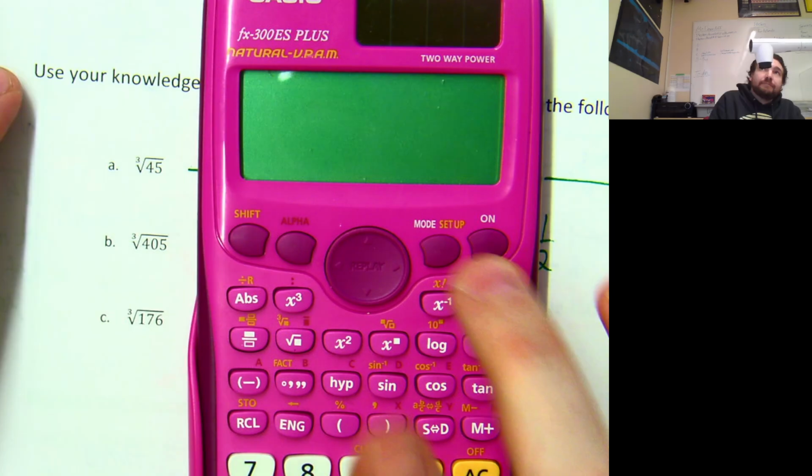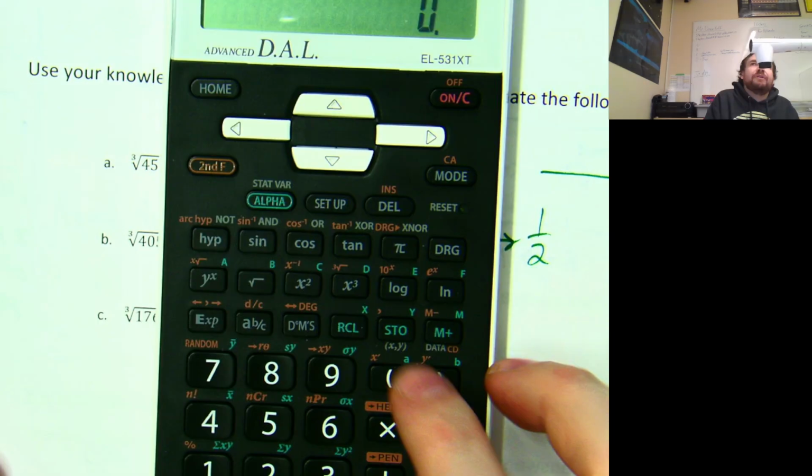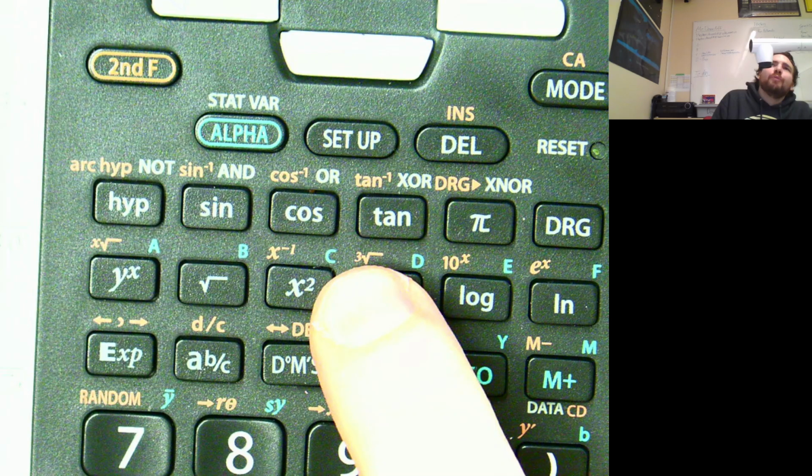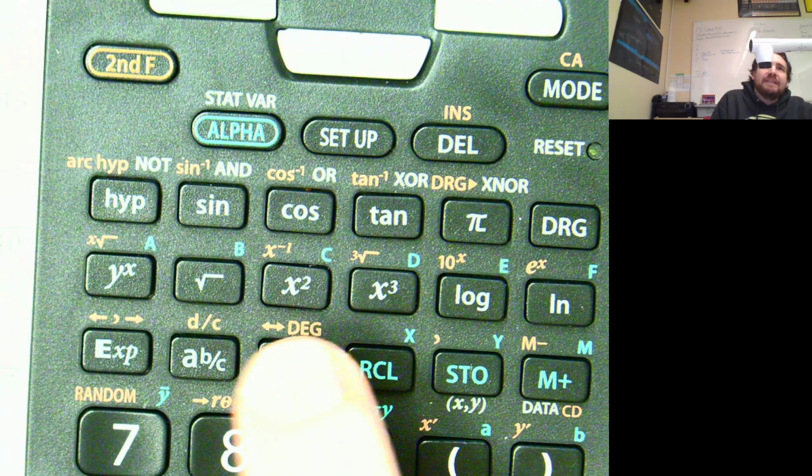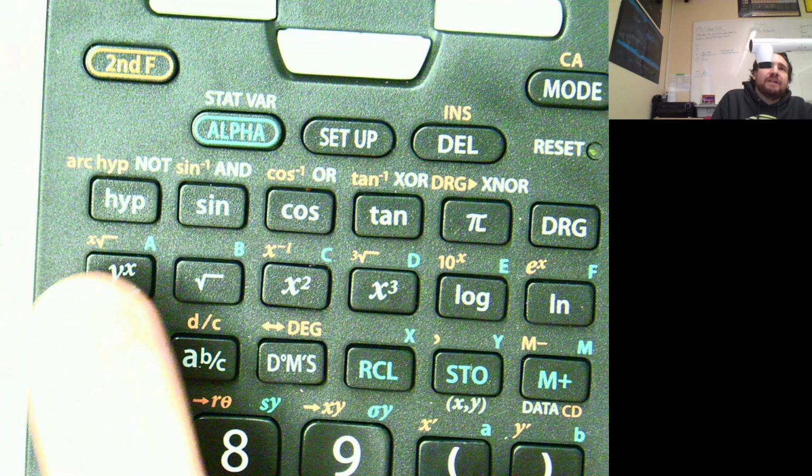Okay? And now for all you poor people who have the Sharps. Actually, for this, the Sharp's really good too. Because if we zoom in here, you'll see that there is, in fact, a cube button and a cube root option. So you push second and then this button to get you the cube root function. This one, just like the Texas calculator, also has the x root button, and you use it the exact same way.